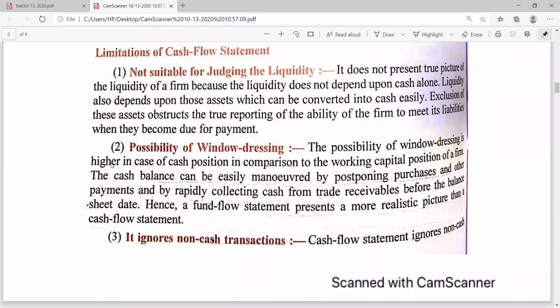And also another limitation, it ignores the non-cash transactions.